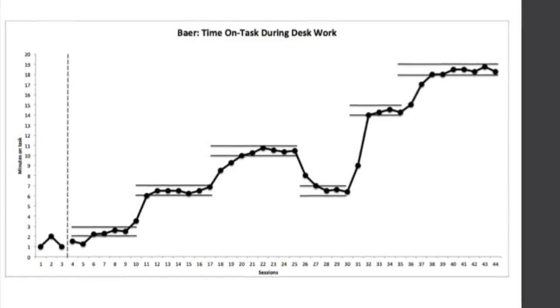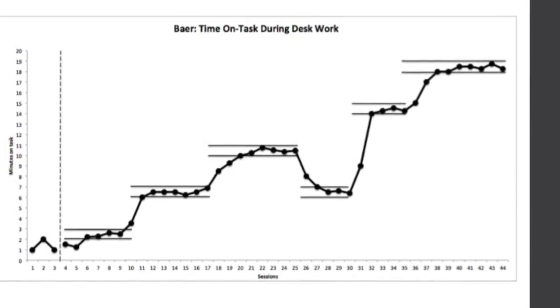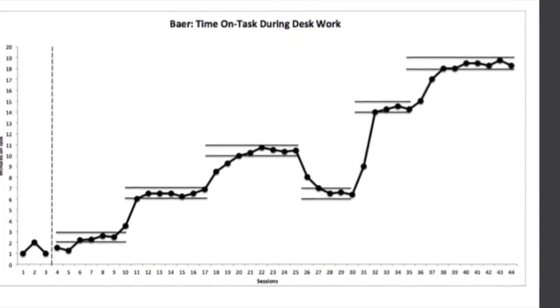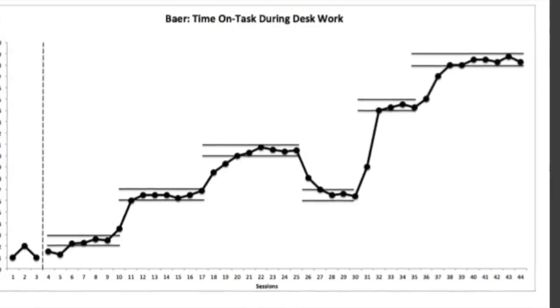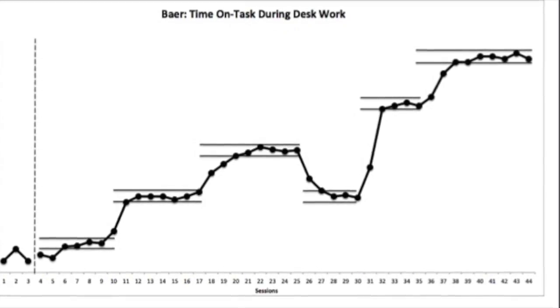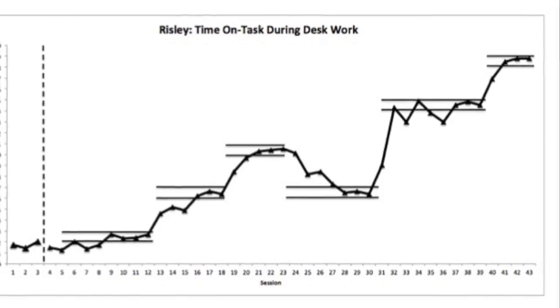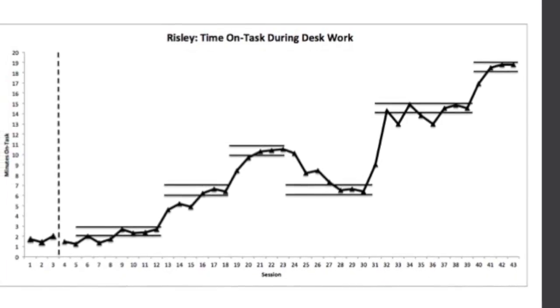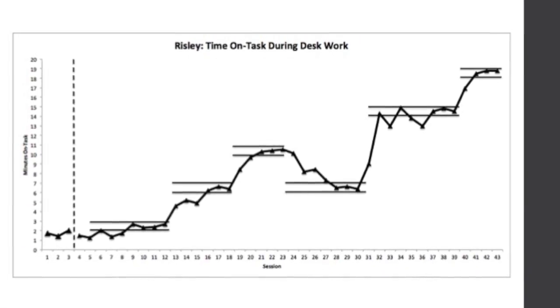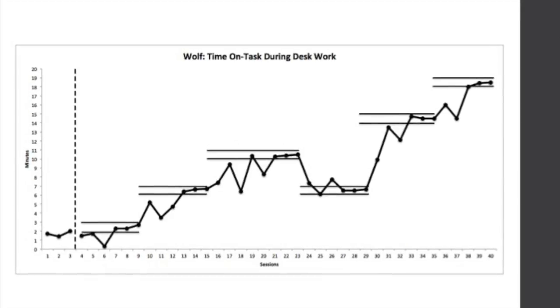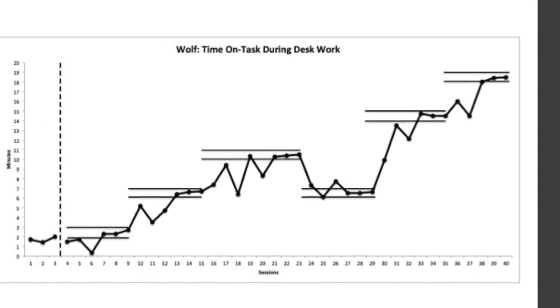The graph here shows Bear's on-task behavior. Note in each graph the mini reversal phase after the 3rd phase. And here is Risley's data. And finally, Wolf's graph.